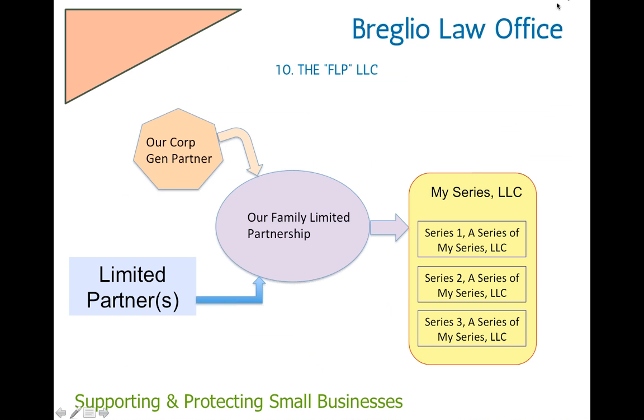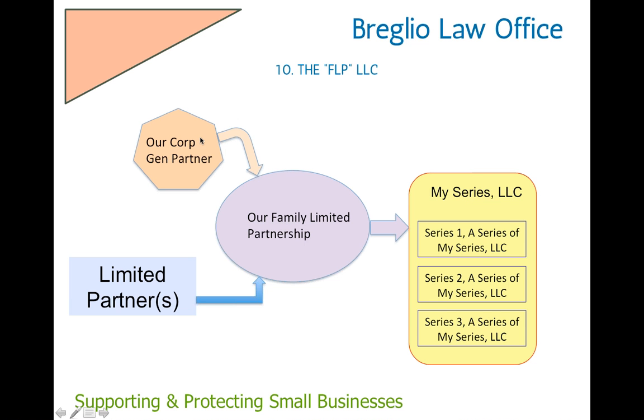Number 10, this is the family limited partnership used with the LLC. This is kind of the way that asset protection attorneys set up asset protection plans for the last probably 30 or 40 years. What happens is you have your family limited partnership. You've got limited partners in here, okay? Husband, wife, son, daughter, son, okay? So they're all limited partners.